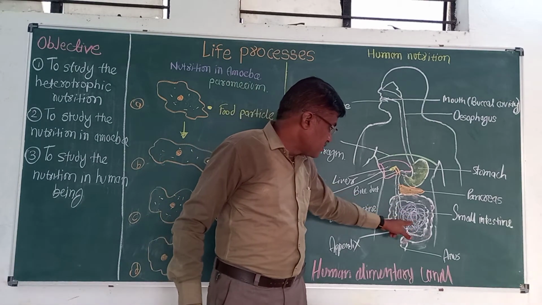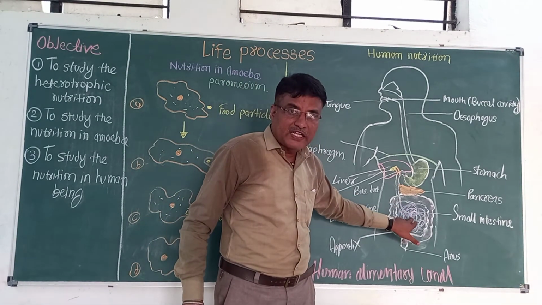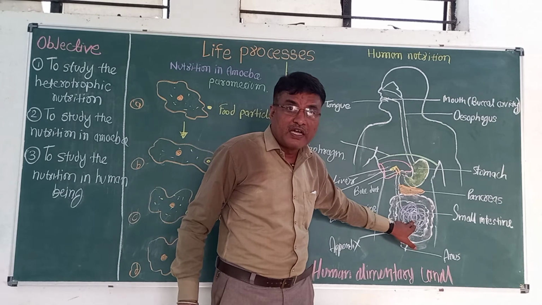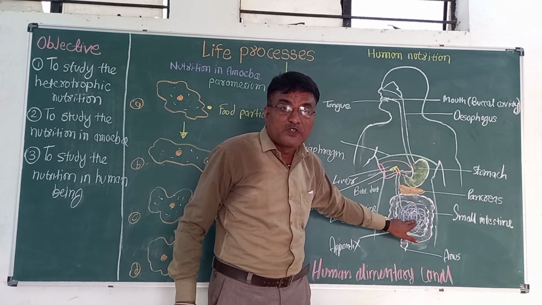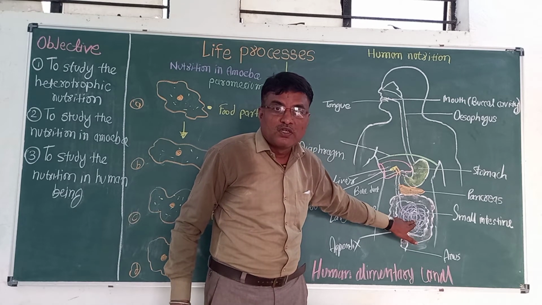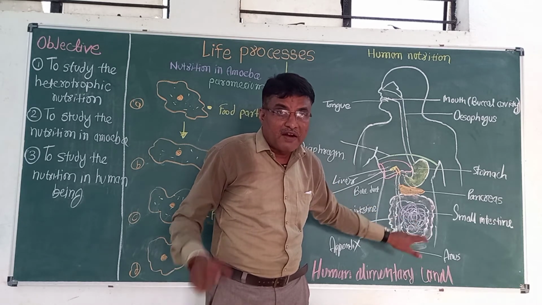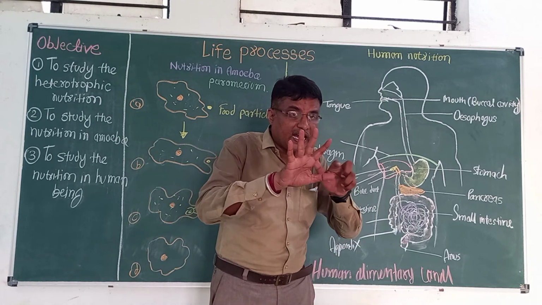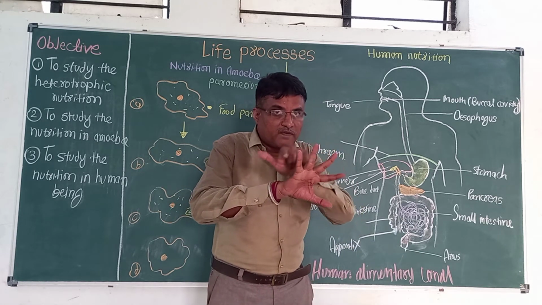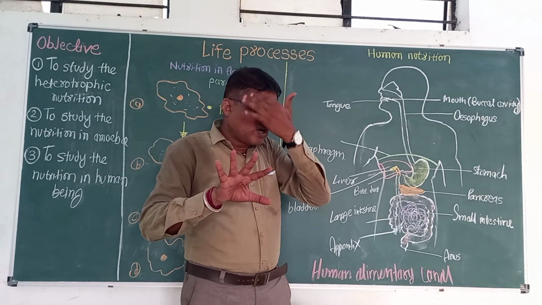All of you got? Small intestine is the actual place of digestion and also the actual place of absorption of food. Which part of the small intestine absorbs the food? The inner wall of the small intestine has finger-like projections that absorb the food. That is called villi.